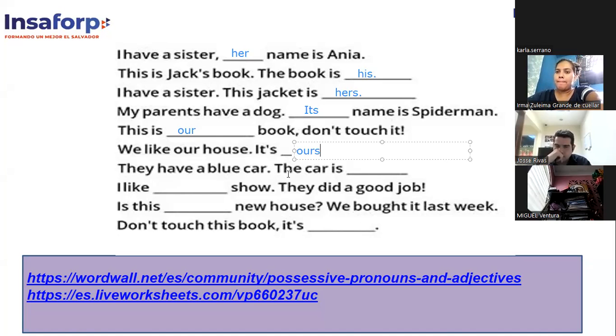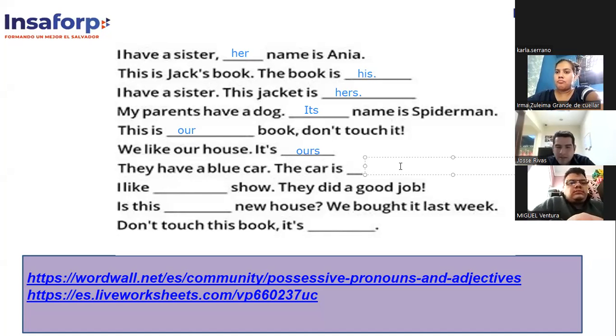They have a car. They have a blue car. The car is. Mine. They have a blue car. No, we. No. Theirs. Exactly. The car is theirs. El carro es de ellos. The car is theirs.